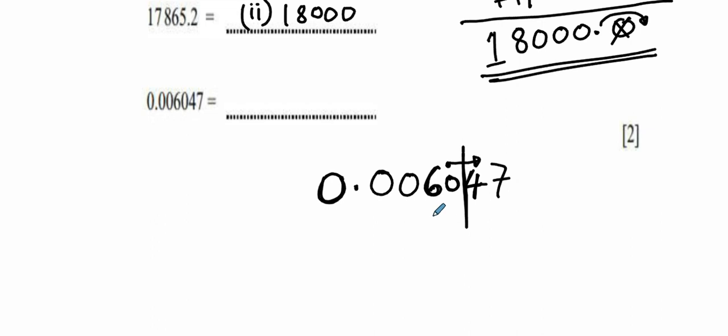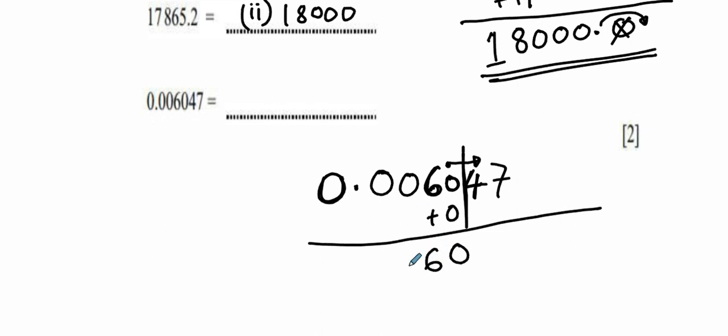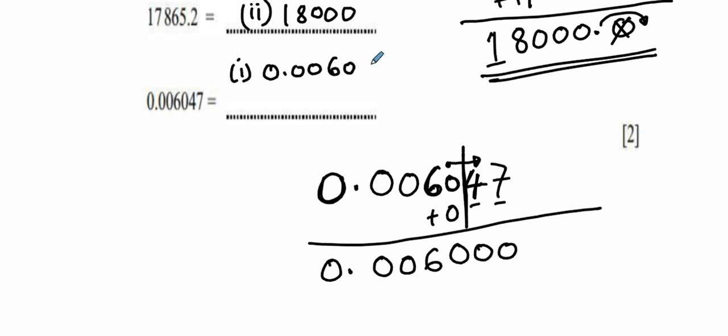Now 4 is not bigger than 5. So you will be adding 0 to a 0. Now this is where confusion arises. 0.006, then 4 becomes 0, 7 becomes 0. Now, remember what I said? Answer number 1 is 0.006000. Can you see that? Let me check. 0.006000. Very good question. It looks confusing.